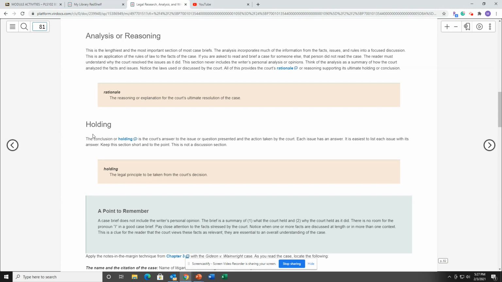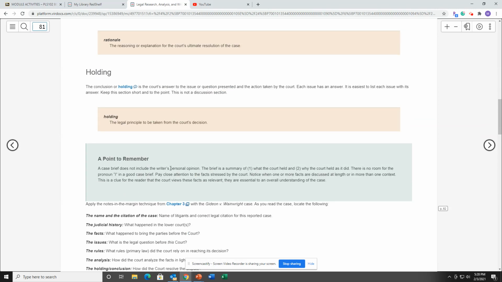The conclusion or the holding, you can call it either, is the court's answer to the issue question. So what happened? The court erred when applying the code rather than the common law doctrine of forfeiture by wrongdoing, and therefore all of the hearsay statements should have been admissible. Something along those lines.